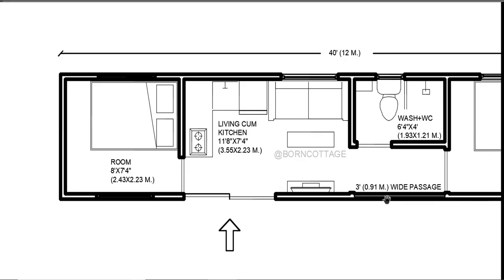If we go on the right side, so we have 3 feet, in meter 0.91 meter, wide passage here and a large size window for ventilation and light purpose of this area. And on the left side we have common use washroom plus water closet here. You can see here the wash basin, water closet and the shower area, and we have a ventilator for ventilation of this washroom.